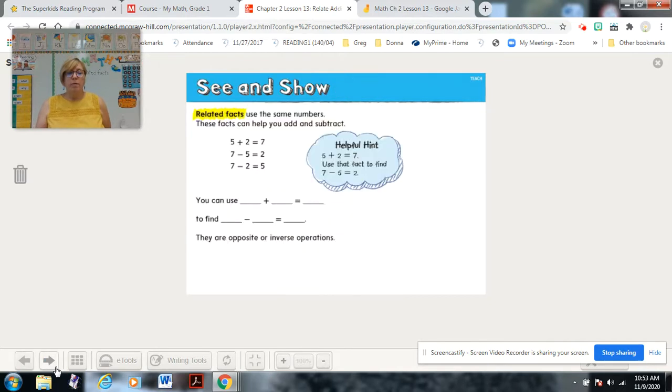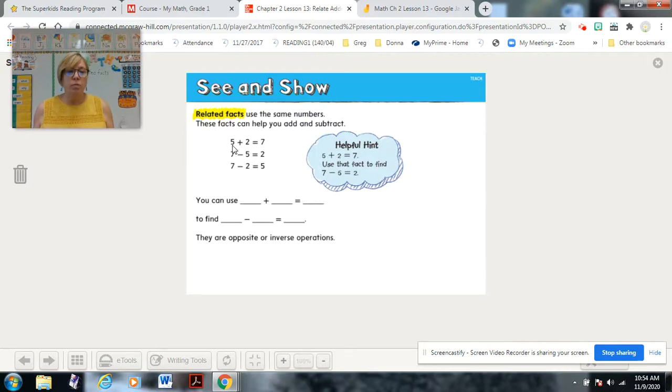Now, here is our See and Show. Related facts use the same numbers. These facts can help you add and subtract. So that's true. If you know any of the facts in a related fact family, you can always figure out the others. So here's a helpful hint. It says that 5 plus 2 equals 7. Use that fact to help find 7 minus 5 equals 2. If you know this fact, you will know that fact right there.